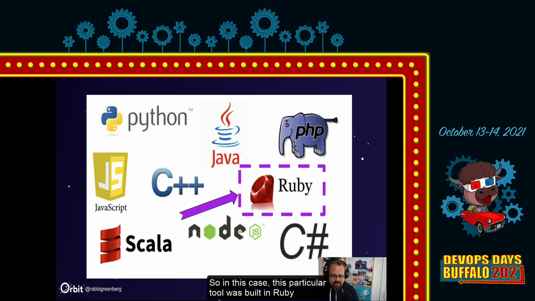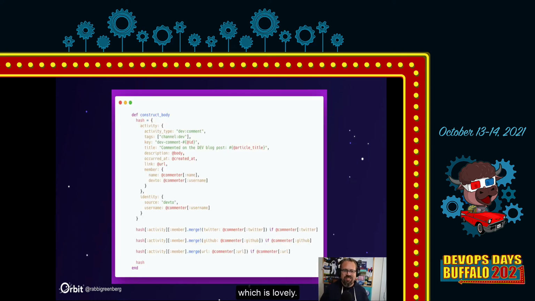So in this case, this particular tool was built in Ruby because, why? Because requirement number one, developers can write in the language they want to. I wrote this tool, so it is written in Ruby, which is lovely. And here's an example of the tool that was built.